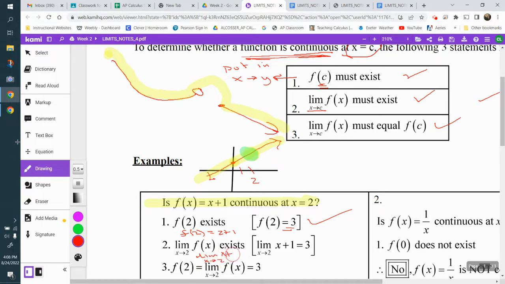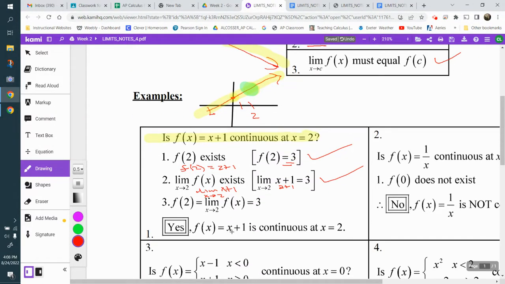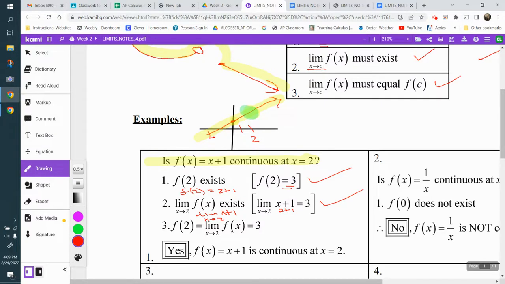of x plus 1, what's our first rule? We plug this in. I plug it in, gives me 2 plus 1. What do we get? 3. It exists. Okay. Step 1 and step 2, we're covered. Okay. So then we go to the last thing. To be continuous, step 1 must equal step 2. Has to.